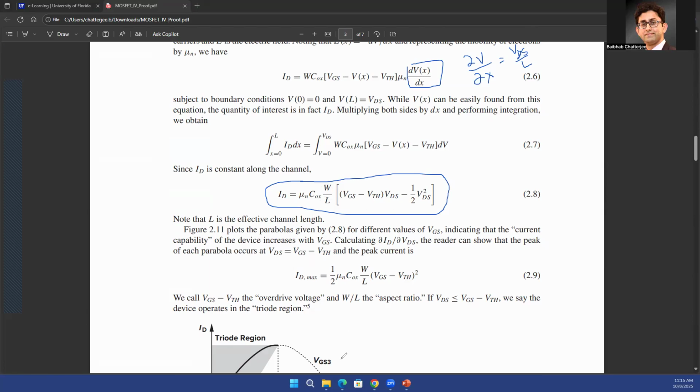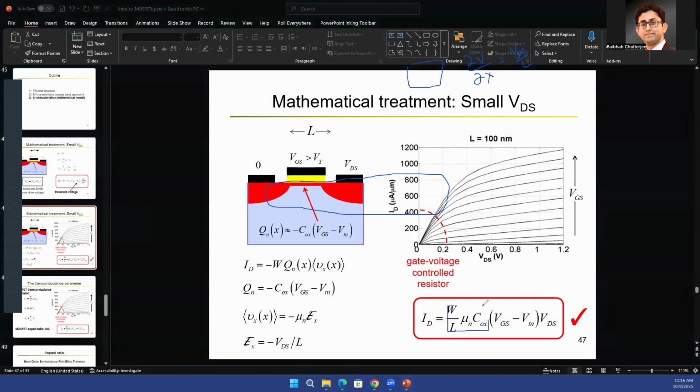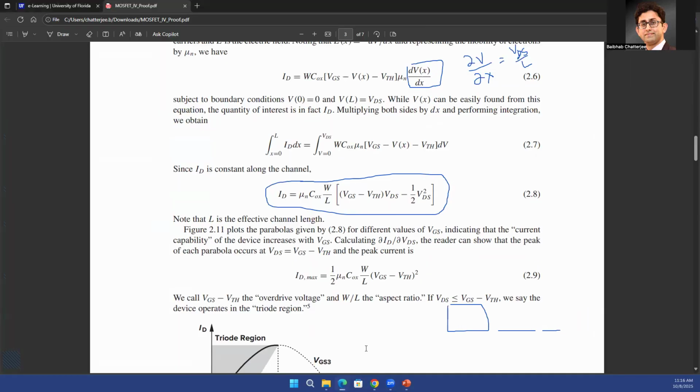Now, what is the biggest difference between the equation that I had shown in the slide versus this equation? In the slides, you had W over L times mu and COX times VGS minus VT times VDS. But in this case, you have W over L, mu n times COX, VGS minus VT, VDS, but you have this extra term, minus half VDS squared. That extra term comes in because now we have done an exact calculation instead of approximating dV dx as VDS over L. That's the only difference that I wanted to bring to your attention.